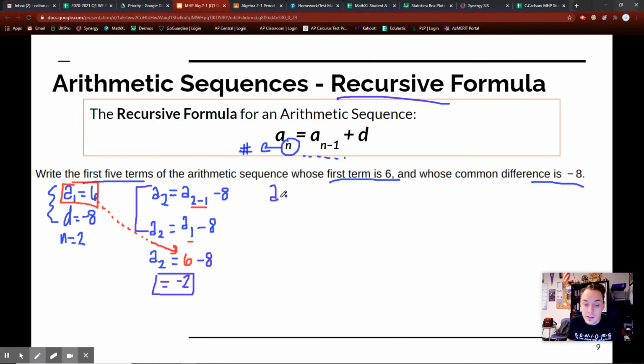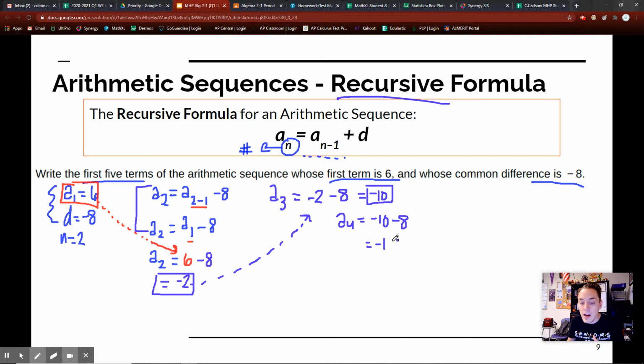So am I going to use the formula to find a sub 3? No, because we already know I take the preceding term, which now in this case, it's negative 2. That's the last term that I found. And then, of course, I add or subtract the common difference. In this case, it's negative 8. So negative 2 minus 8 equals negative 10. Okay? Now, if I continue, a sub 4, this will be negative 10 minus 8. Even though I'm not writing down my actual formula like I did here, I'm still using it. And then I'll do a sub 5 over here. This is negative 18, and then minus 8. This is negative 26. That is my fifth term.